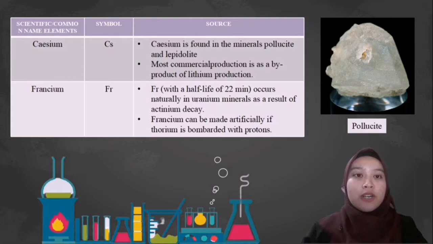And the last one is francium. Francium occurs naturally in uranium minerals as a result of actinium decay. Francium can be made artificially if thorium is bombarded with protons.